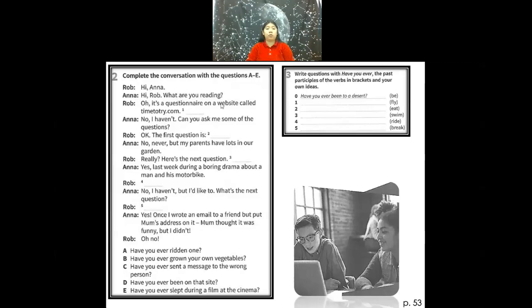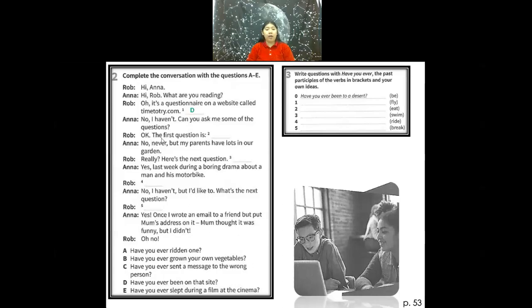Let's look at the first one. Rob says, "Hi Anna," and Anna says, "Hi Rob, what are you reading?" "Oh, it's a questionnaire from a website called timetotry.com." And then what should he ask? Look at Anna's response: "No, I haven't. Can you ask me some of the questions?" Most probably he's asking her whether she has been on this website. She hasn't seen the questions before. So the answer should be D. Have you ever been on that site?